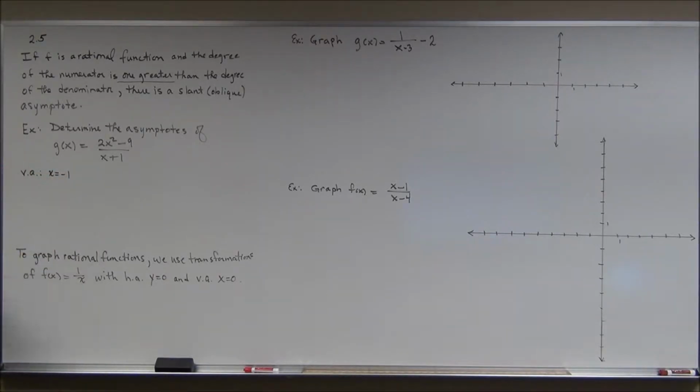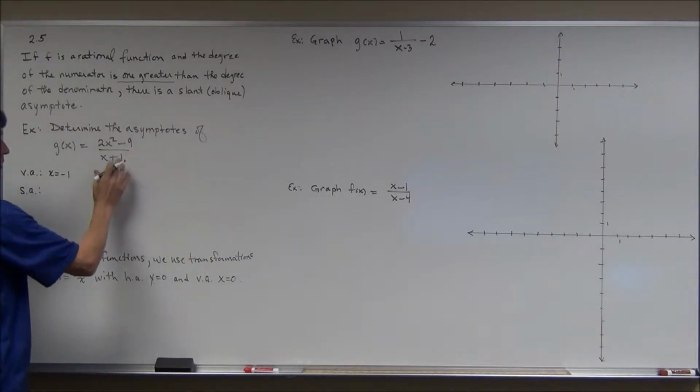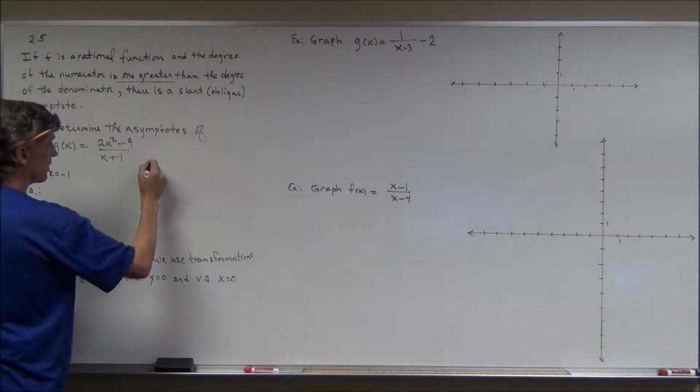But I don't have a horizontal asymptote because the degree of the numerator is greater than the degree of the denominator. But since it's only 1 greater, what I know here is that I'm going to have what we call a slant asymptote. Now, how do you find the slant asymptote? You divide. I'm going to divide the numerator by the denominator. So I'm going to put, let's see here.